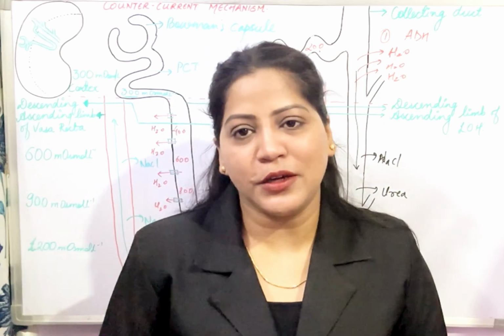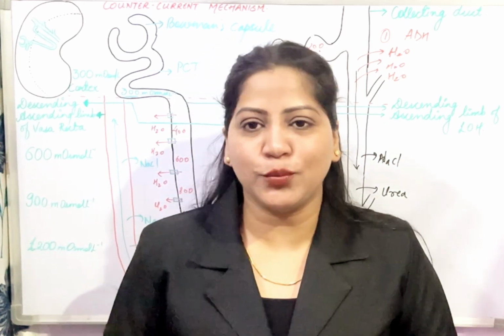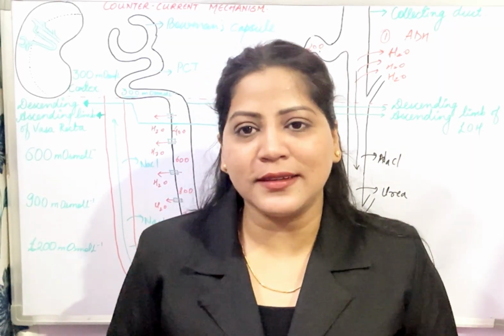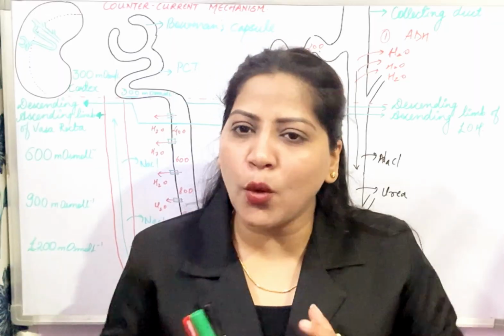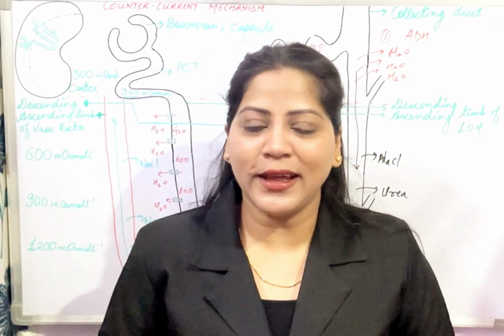So this is what the countercurrent mechanism actually is. Also, only mammals have the ability to produce concentrated urine. And last but not least, human kidneys can produce urine nearly 4 times more concentrated than the initial filtrate. That's all for today.